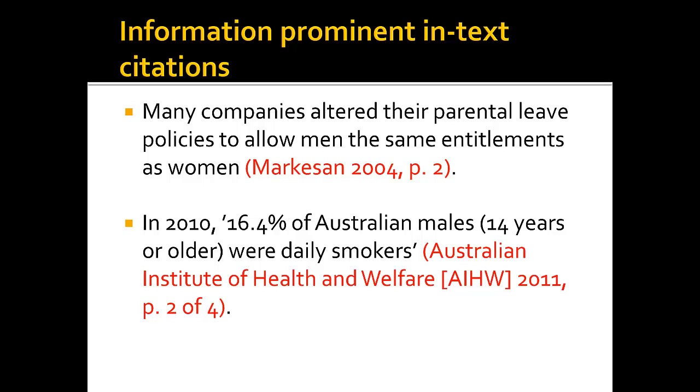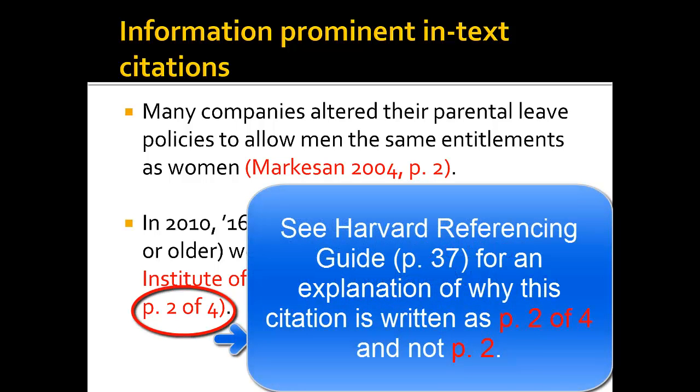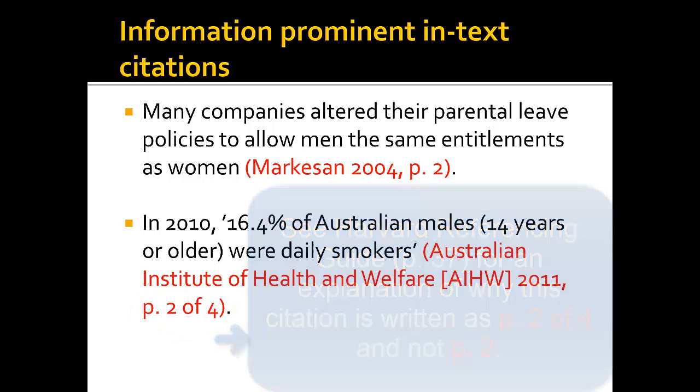So we've got bracket, Australian Institute of Health and Welfare. Now this is an example where you can use an abbreviation, and because it appears inside the brackets, then you use square brackets. AIHW 2011, p, which stands for page, full stop, 2 of 4. Close the bracket, full stop. Now, it might seem a little fastidious to get all of these little bits right, but if you follow the style guide, then you won't go wrong.